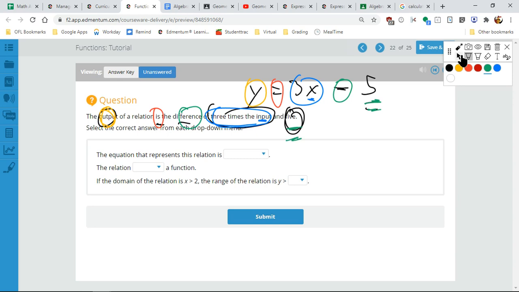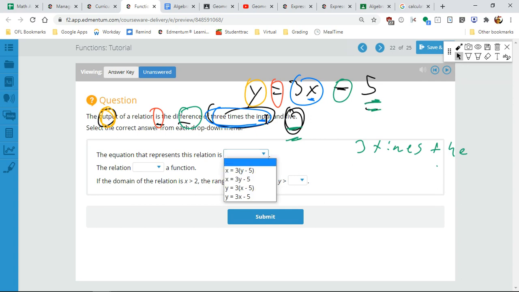All right, so the equation that represents this is going to be y equals 3 times x minus 5. It's not 3 times the difference, it's the difference. If it was 3 times the difference, then it would be that one. So these are really tricky. You kind of have to write it out how I did it. I did the subtraction sign first because it was the first thing mentioned, and then I put 3x on one side and 5 on the other side.